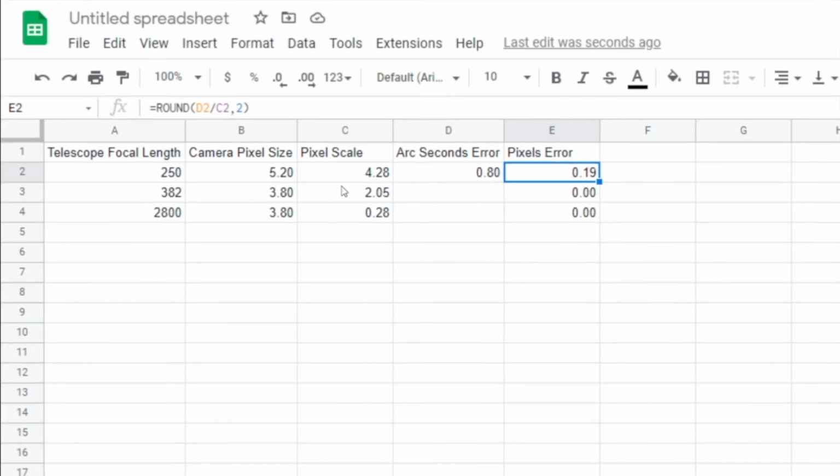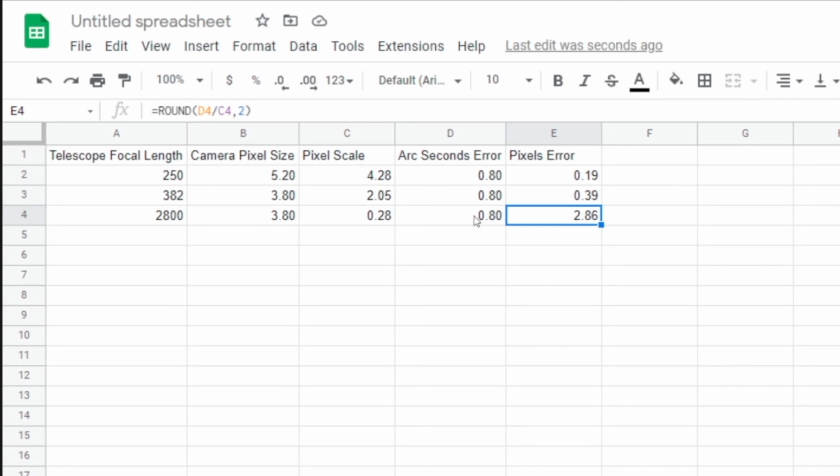Now what happens when the pixel scale goes up? This exact same error of 0.8 for my imaging scope, as I'm imaging tonight, you can see that the pixel error is 0.39. So that means this guiding error that I've got, this RMS error, is magnified as I've increased the focal length of the telescope. And what's worse is if I take this exact same guiding error and take it to 2800 millimeters, you'll see that the pixel error is actually 2.86 pixels, which is very high.